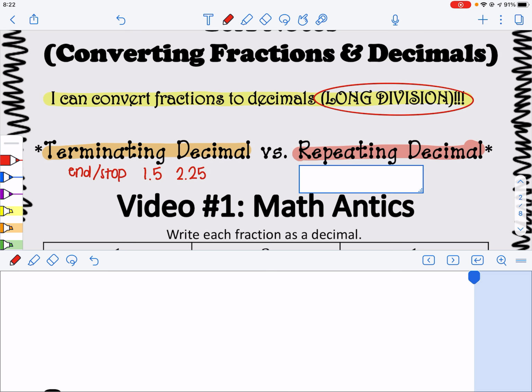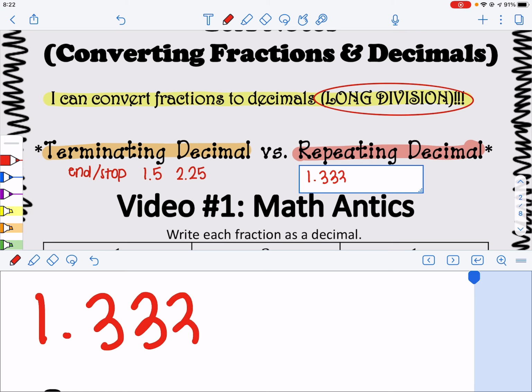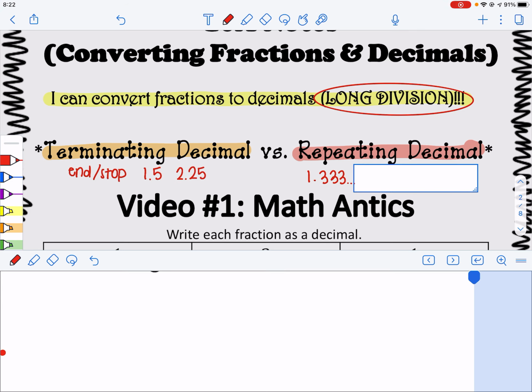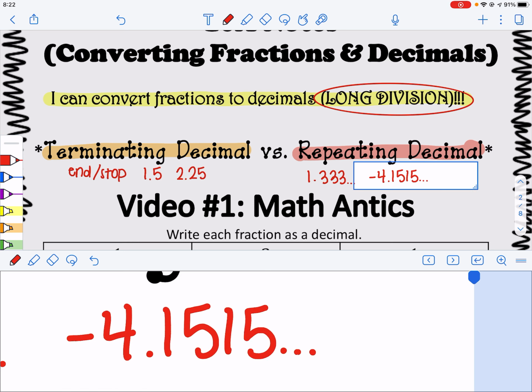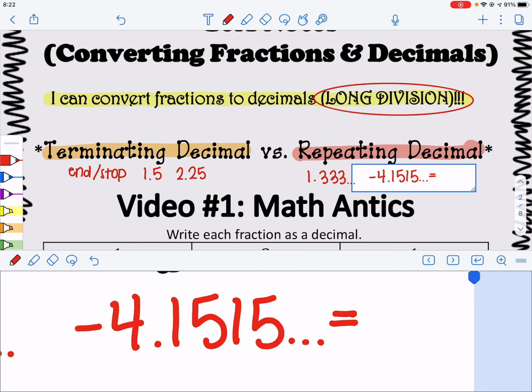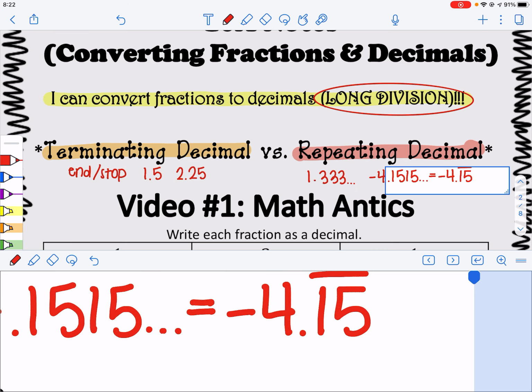A repeating decimal would be like 1.333, and then we put like a ... at the end to say it keeps going on. Or it might be like negative 4.1515 ... So that repeats as well. Keep in mind, if you have a repeating decimal, you can write it like this, negative 4.15. You can write it as negative 4.15 and then just put a bar over top of it.